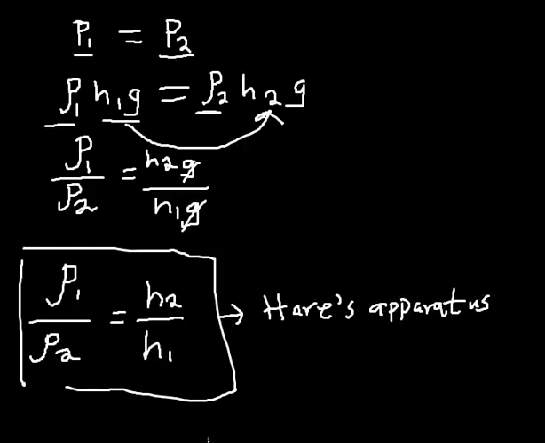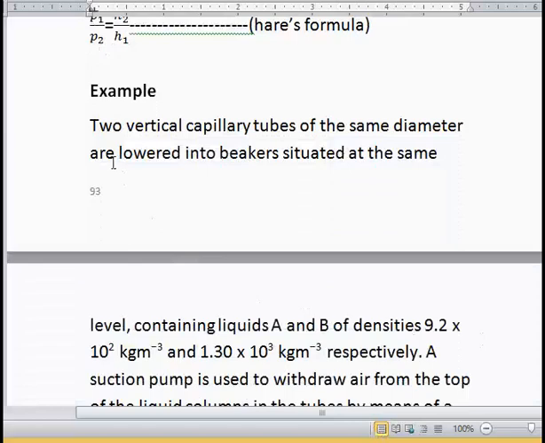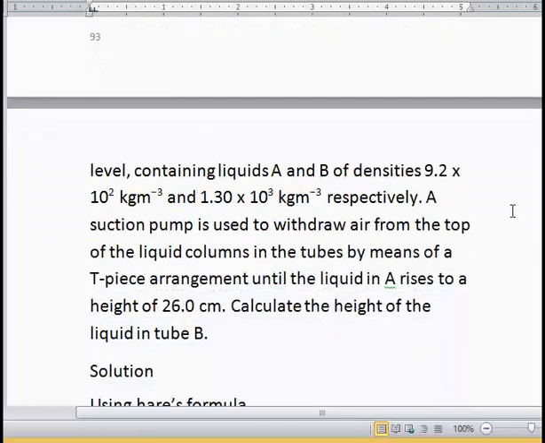Now let's see how that works. Let's see an example question. Example: two vertical capillary tubes of the same diameter are lowered into beakers situated at the same level containing liquids A and B of density, respectively, 9.2 times 10 raised to power 2 for A, and 1.30 times 10 raised to power 3 for B.